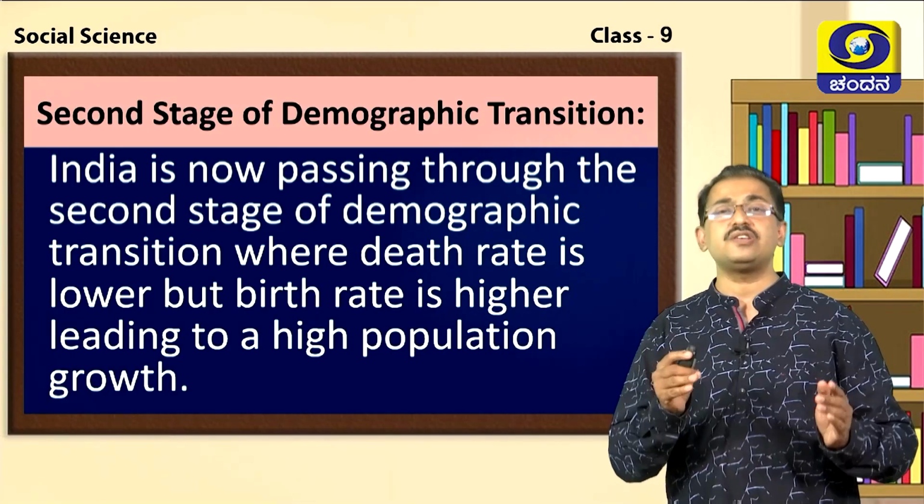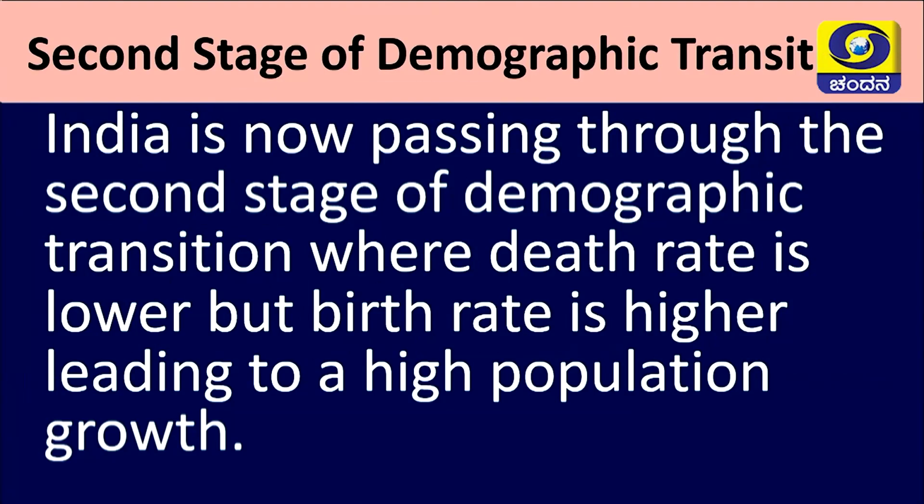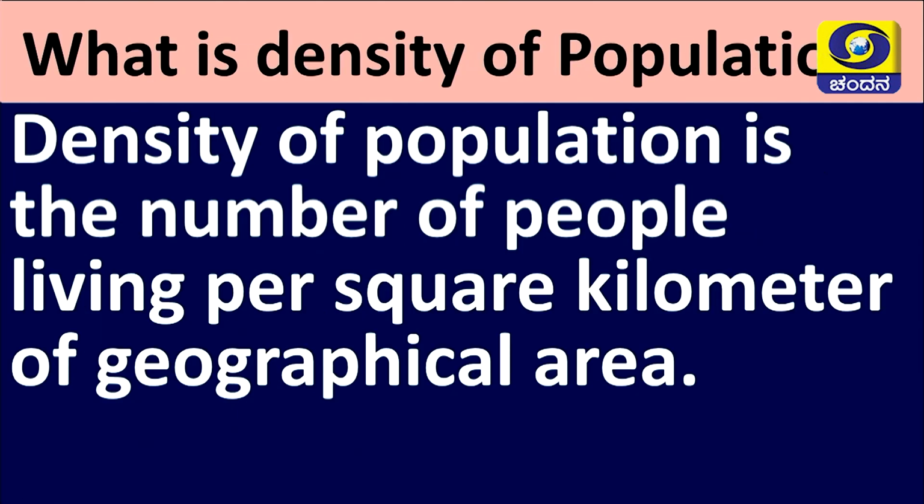We are in the second stage of demographic transition. What is that, dear students? That means the birth rate is increasing, whereas the death rate is lower. That is what, dear students, we have the second stage of demographic transition. India is now passing through the second stage of demographic transition, where the death rate is lower, birth rate is higher, leading to the population explosion. The birth rate in 2010-11 was 22.1 and the death rate was just 7.2 per thousand people.